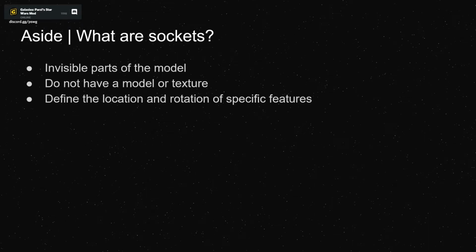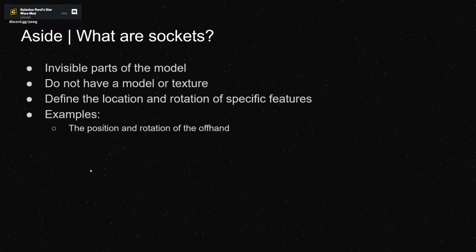And so, as a brief aside, we're going to talk about sockets. That's sort of a weird thing to get into, but what are sockets? Sockets are an invisible part of the model that doesn't have any actual mesh or texture associated with it. All it's doing is defining a location and a transformation, like a rotation, of specific features. We can give this point in space and the orientation of that point a name, and that named point and transformation is a socket.